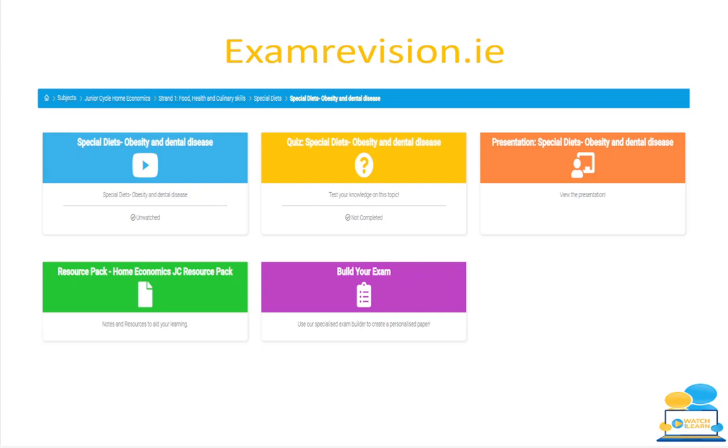Say, for example, if you were looking at a section on obesity and dental disease, this is what it would look like on the website. So you would have a PowerPoint presentation with video, which you can stop and rewind and watch as many times as you want, followed by exam questions pertaining to that chapter, which self-correct and give you instant results. You can also build your own exam.